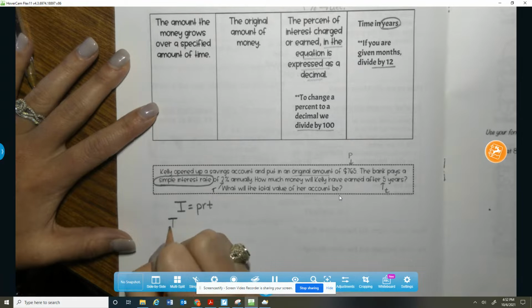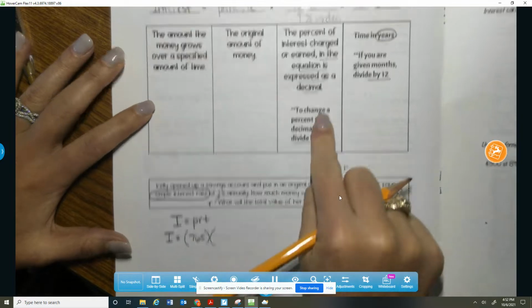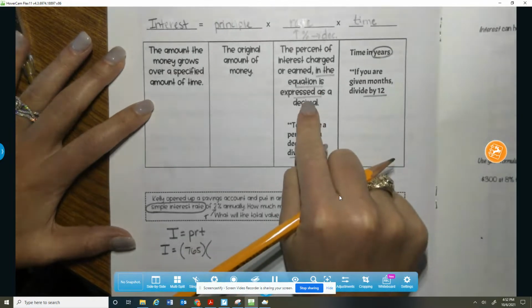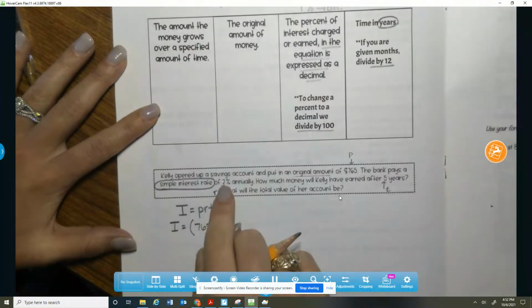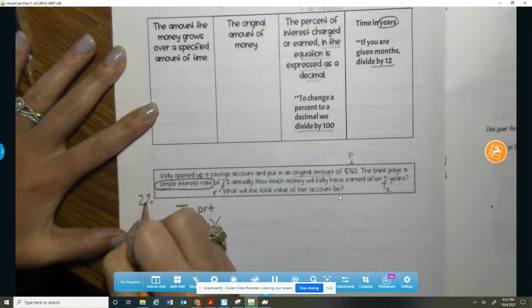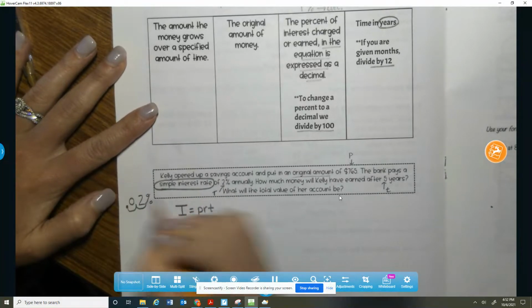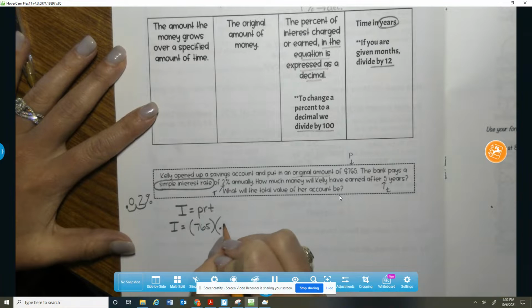So I have interest equals principal is 765. The rate, remember, has to be expressed as a decimal, so I'm going to take 2%. I know that my decimal is here since it's a whole number, and if I move it 2 times to the left, which is the same thing as dividing by 100, I would get 0.02, times the time, 5 years.